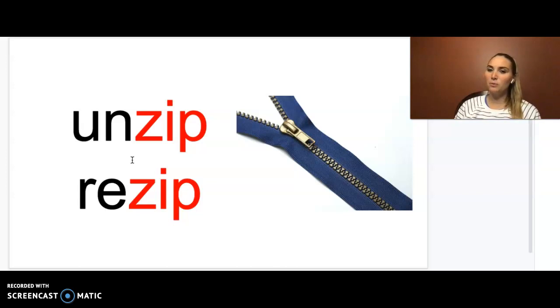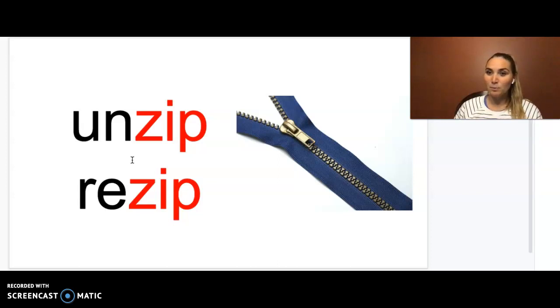What do you think the prefix un means in this word, unzip? The prefix un means not. So, if your sweatshirt is unzipped, that means it is not zipped. So it changes the meaning of the word. If I say, zip your sweatshirt, you're going to zip your sweatshirt. If I say, unzip your sweatshirt, it's the opposite.